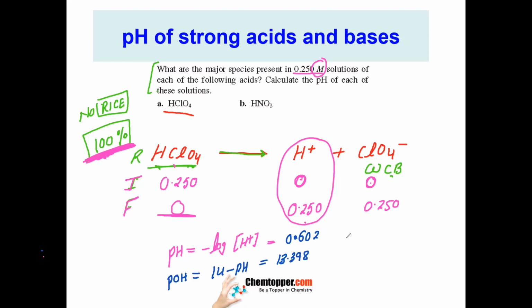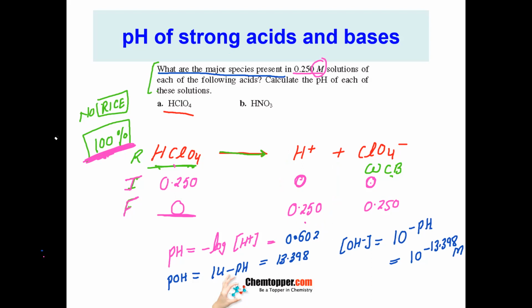13.398. Yes. What's the concentration of OH minus? The concentration of OH minus is 10 raised to power minus pOH. How much is that? 10 raised to power minus 13.398 molar. When you plug it into your calculator, it will give you an answer in scientific notation. Take this answer in 3 significant figures. You're understanding this? Okay, now let's answer this question. What are the major species present finally in the solution? So look at the final picture.